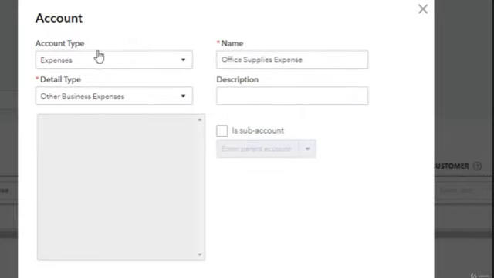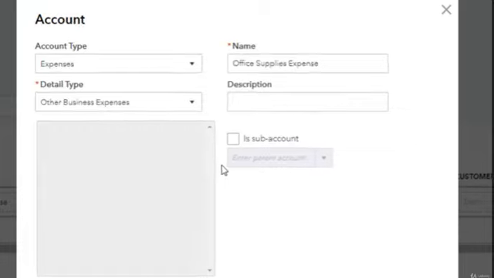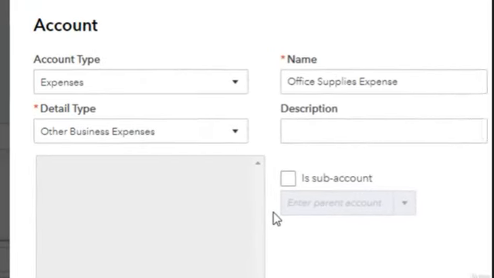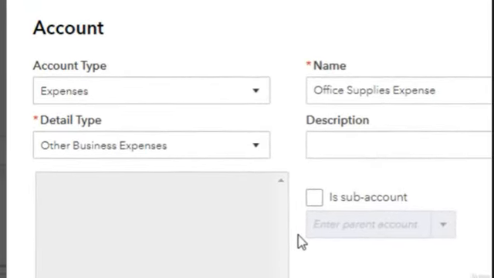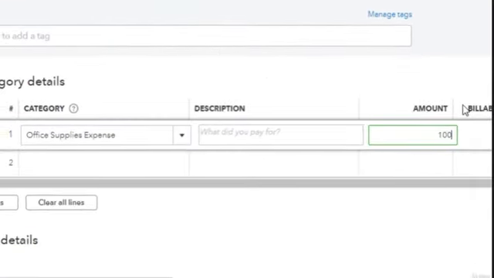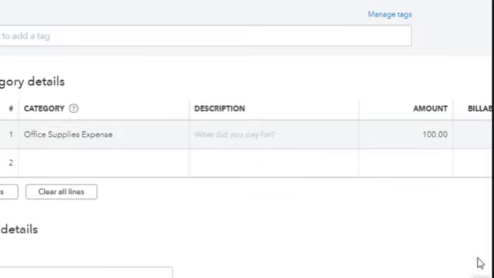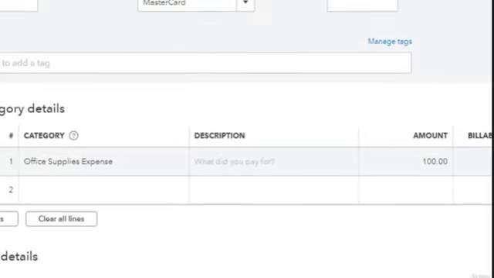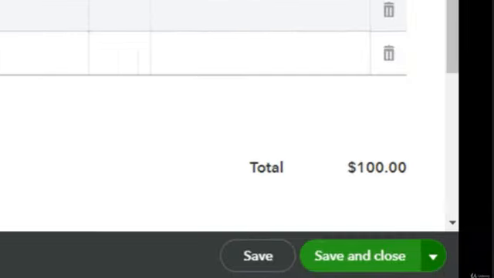So we're setting this up as an expense. Even though we haven't used up the paper yet, because we're paying for the paper right now, it's an expense. Since we pay for it, it follows the cash because we're demonstrating the cash basis. So we're going to use the office supplies expense. And we bought $100 worth of office supplies, and so we save and close.